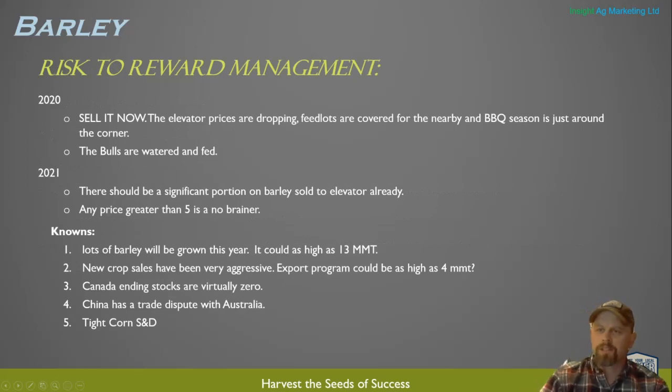Risk reward management. 2020, if you've got barley left, sell it today. Actually, the feedlots are getting a little bit filled up for March. Obviously, we're almost done March, April, and even May. There's only June and July really left before we get new crop barley on, so there's not that many days left we have to worry about.